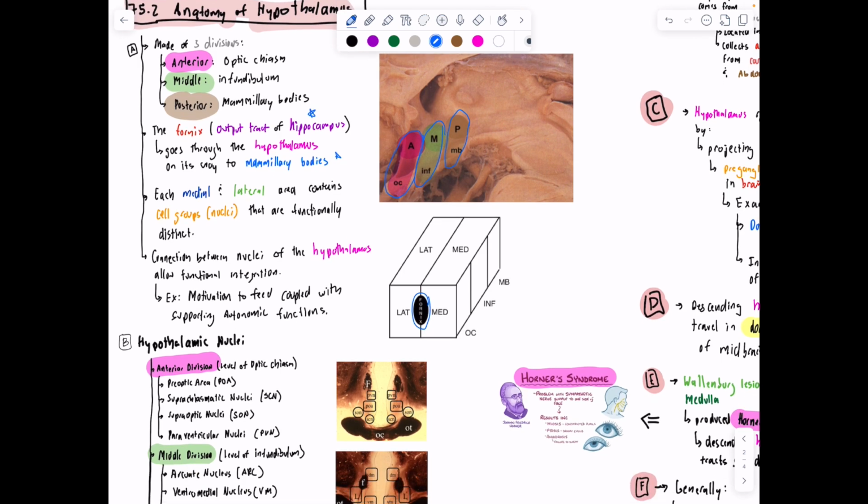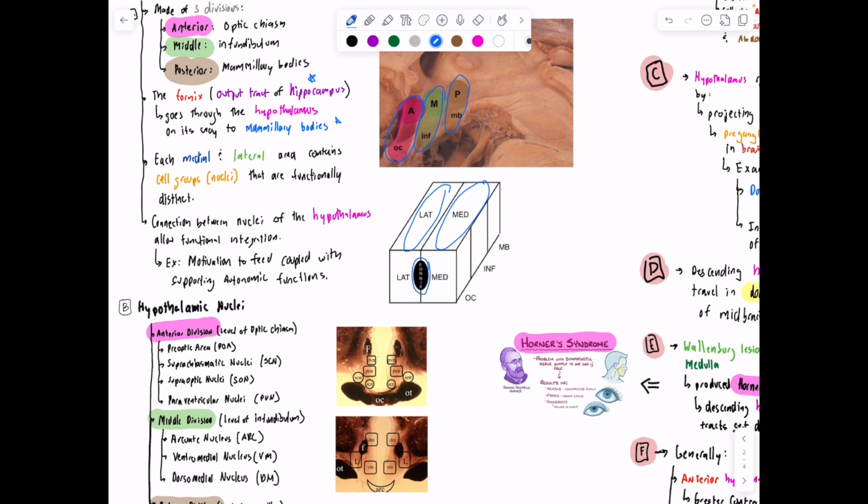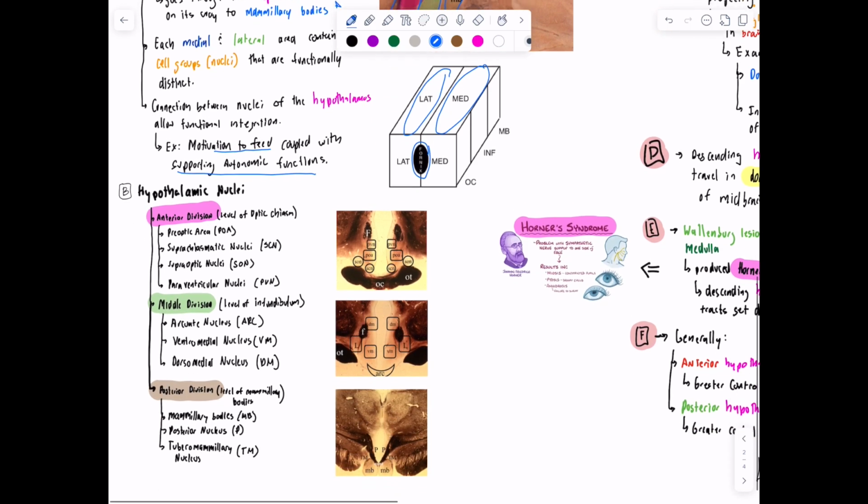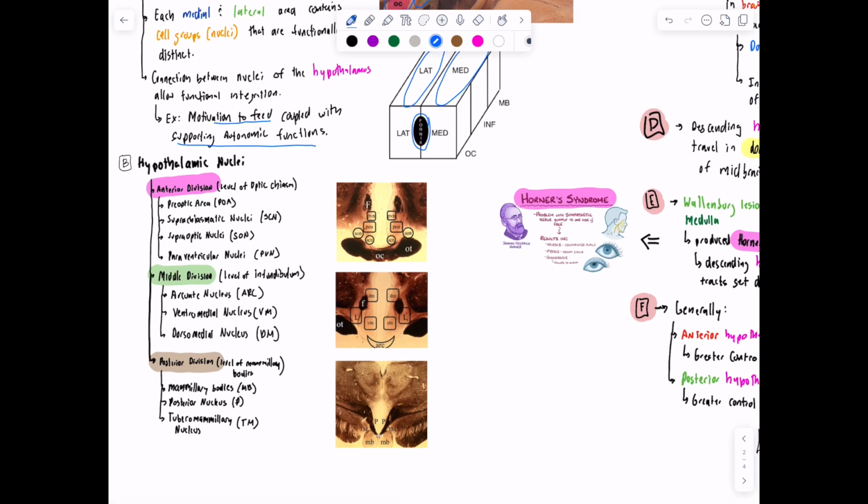The medial and lateral areas contain multiple cell groups that are functionally distinct. Basically, all of the connections between the different nuclei of the hypothalamus allow for a sort of functional integration, such that you could have an integration of a motivation to feed that's coupled with supporting autonomic functions, like maybe you should increase your saliva production, something like that, right? Paired with the desire to eat.